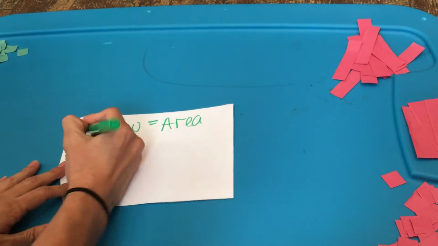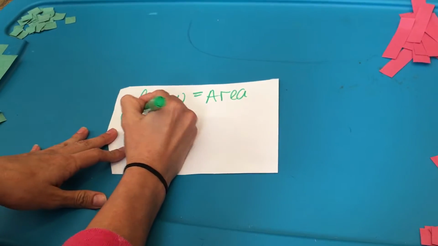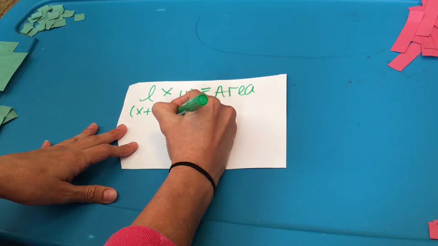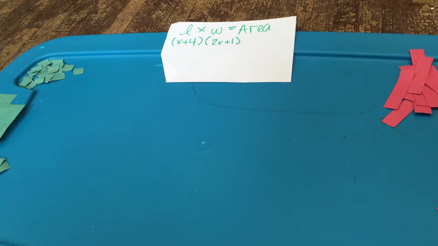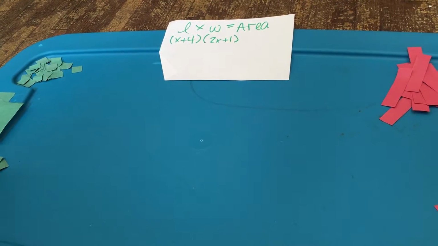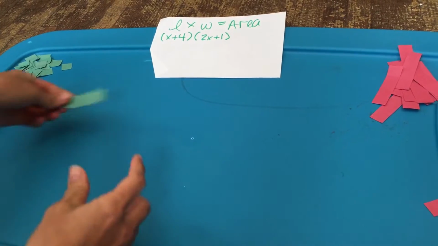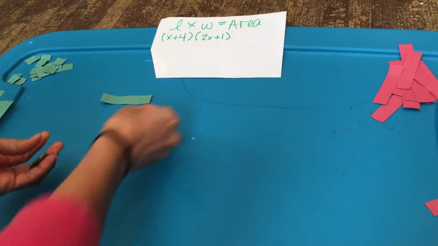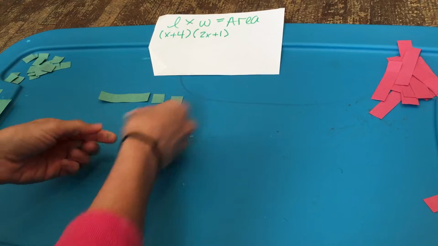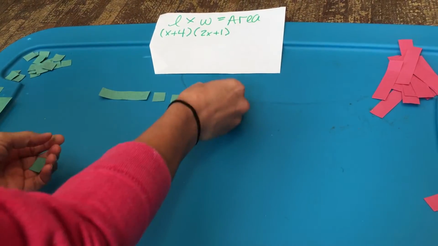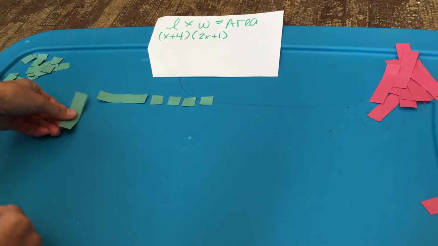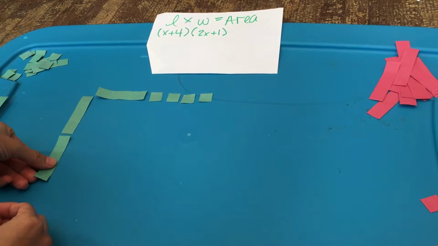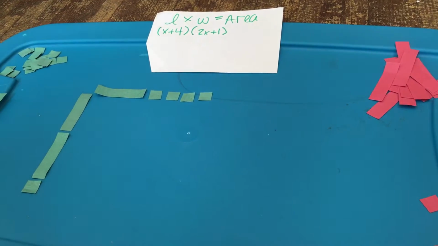First one we're going to do is going to be x plus 4 times 2x plus 1. All right, so the x plus 4 is going to represent my length, and the width is going to be 2x plus 1. So let's create those. So x plus 4. So remember what I said, it represents my length. And now I'm going to have 2x as my width plus 1.